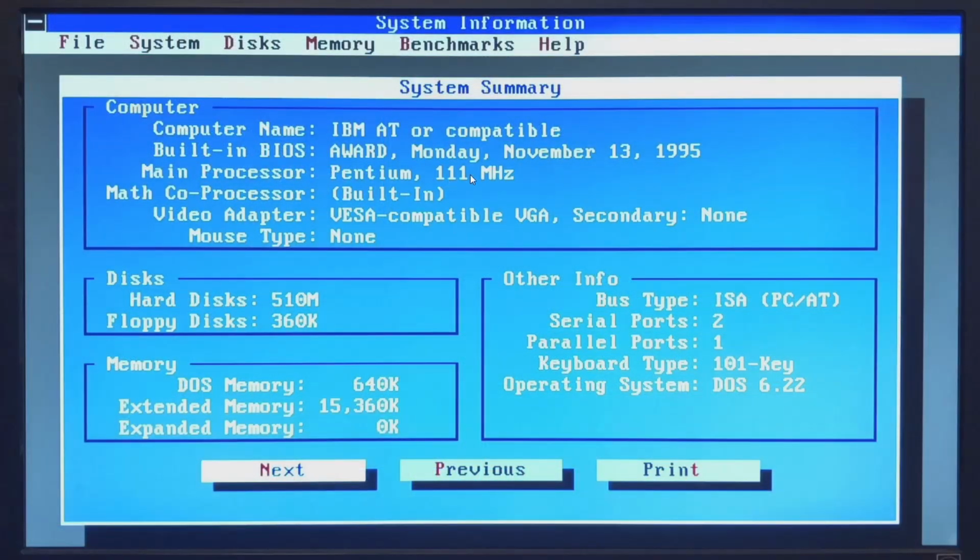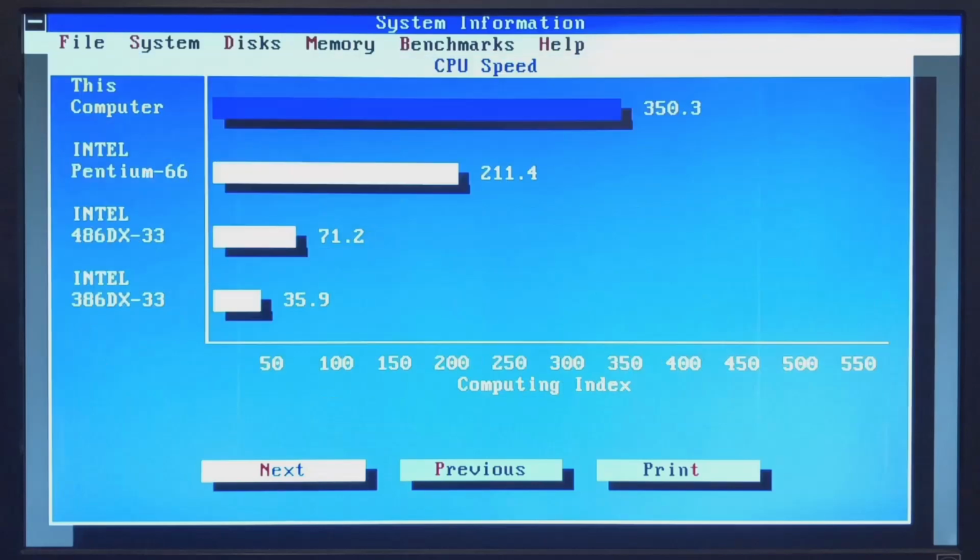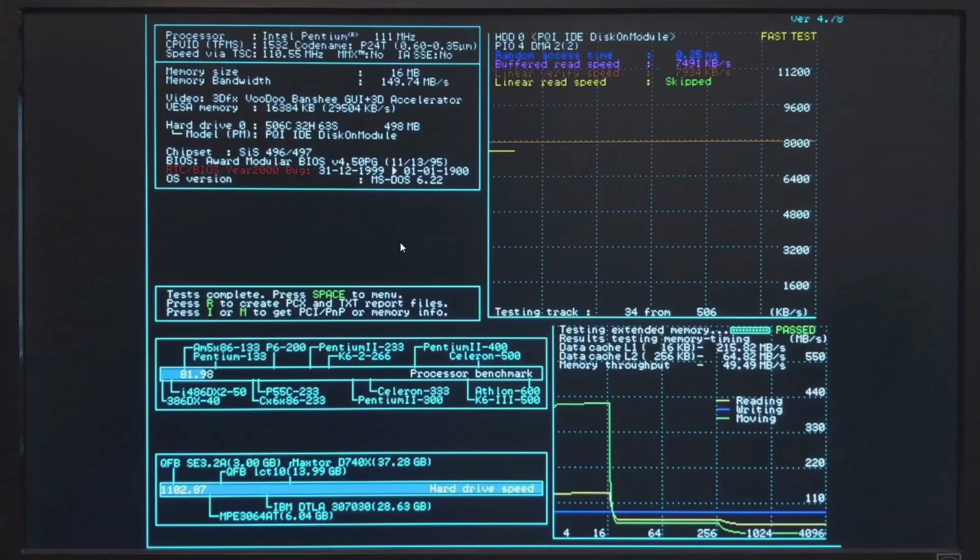Then system information here, and everything is detected correctly. Pentium at 111 MHz, and this is the CPU score. The 486 actually scored something like 20% higher. Then here is Speed, and again an Intel Pentium at 111 MHz, and the score is around 82. This was 72 with the 486.